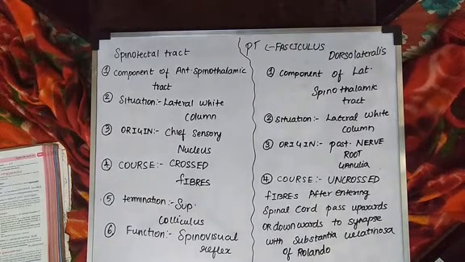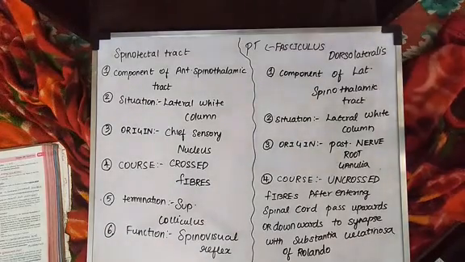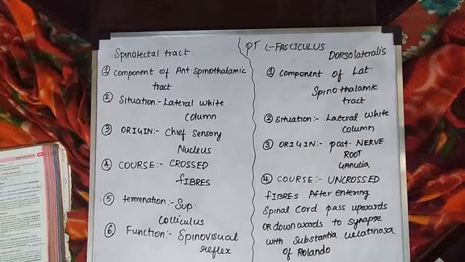You must know about it. I already said in the previous video about the first order neuron and second order neuron, and in that I mentioned the posterior nerve root ganglia is the first order neuron. What is the course? It consists of uncrossed fibers. As I said, it gets originated from the posterior nerve root ganglia, and I also gave you a diagram of where the posterior nerve root ganglia is located.